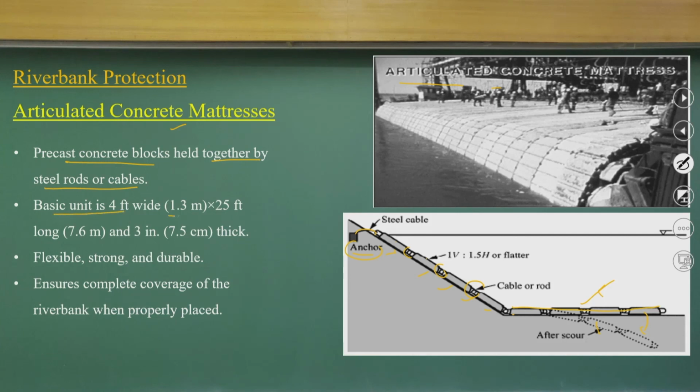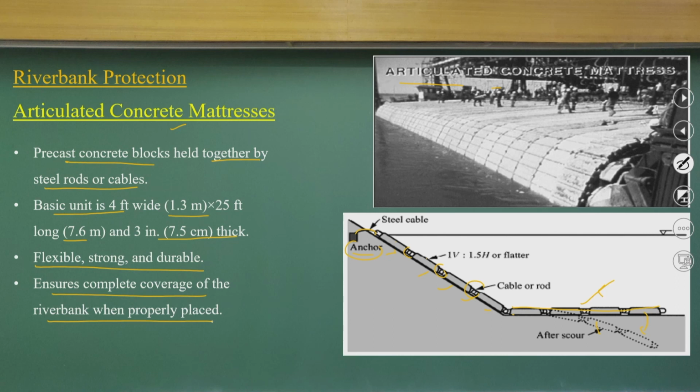The basic unit can be considered to be 1.3 meters by 7.6 meters and 7.5 thickness. It is flexible, strong, and gives complete coverage of the river banks when properly placed, but it is too expensive, and you need to look at what type of protection you will do for the land mass, which regions you are putting it in.